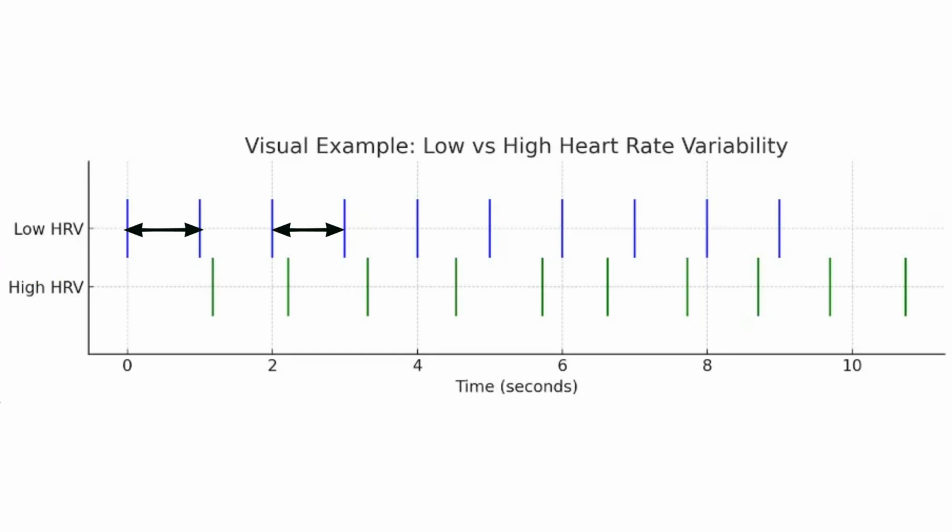Here the beats are evenly spaced and the intervals between the heartbeats are consistent, showing low variability. The bottom heart rate pattern in green represents high heart rate variability. The beats are irregularly spaced and the intervals vary, indicating high variability.